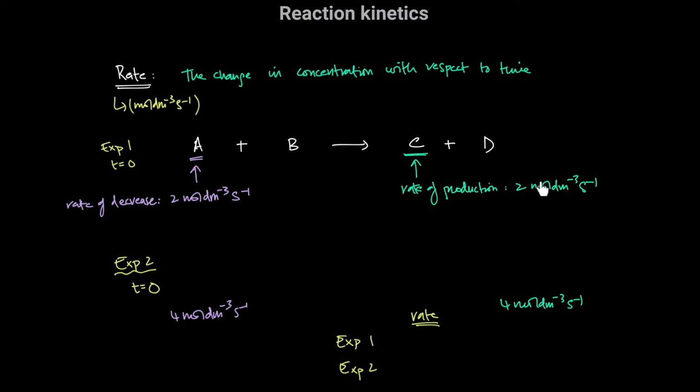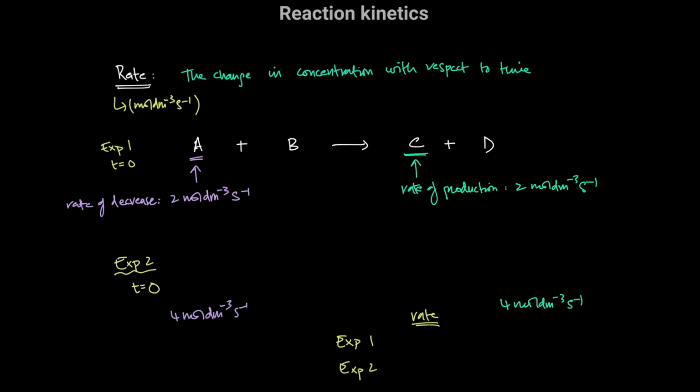So I can say the rate is 2, 4, 6, and so on, or I can report the rate using the rate of consumption. It doesn't matter which of these two I report, because if this is consumed twice as fast, then this will be produced twice as fast. If I double the rate, then all the reactants will be consumed twice as fast and all the products will be produced twice as fast. So it doesn't matter whether I give you rate of production or rate of consumption. You're only concerned with the relative effects.